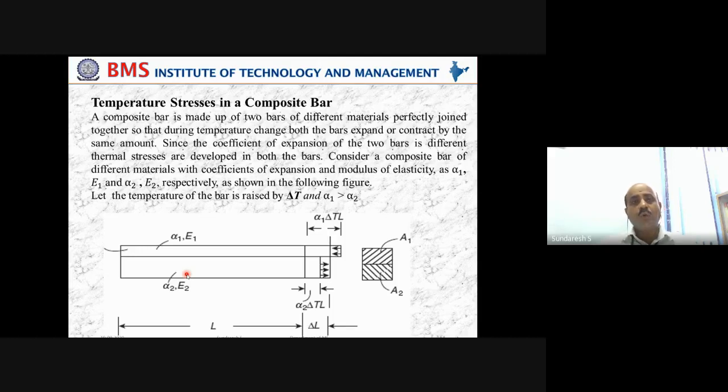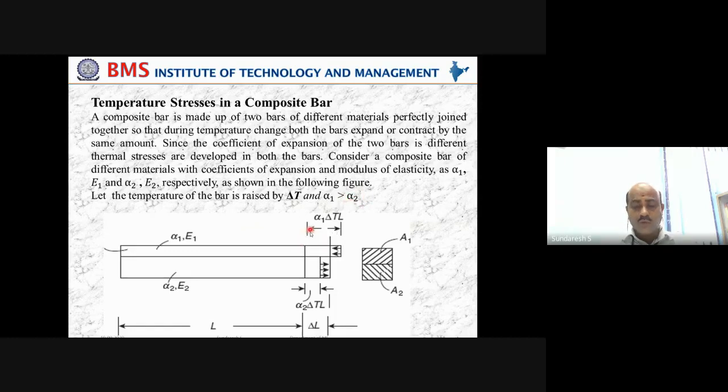Now our task is how to determine the temperature stresses in both materials. This is very important, because the values of alpha will be different for both materials, and hence we need to find the temperature stress induced in each material. So now let us take that the temperature of the bar is raised by delta T, and let us assume that alpha 1, the coefficient of linear expansion of material 1, is greater than alpha 2.